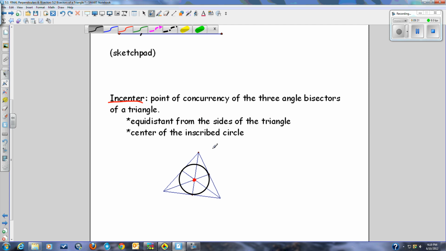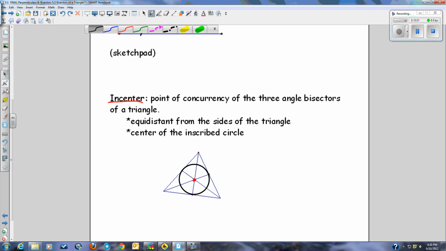The incenter is equidistant from the sides of the triangle. So if you were to have perpendicular segments go from the incenter to the sides of the triangle, they would be the same length. And also notice that if you take a circle and inscribe it in this triangle, it will give you this resulting picture.